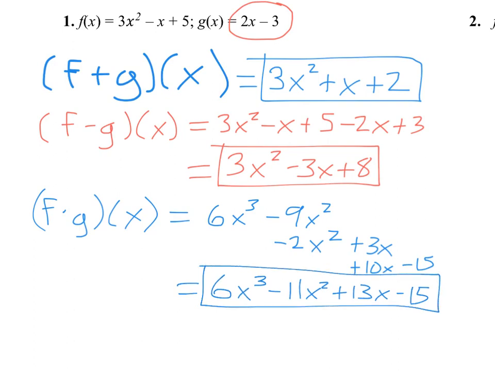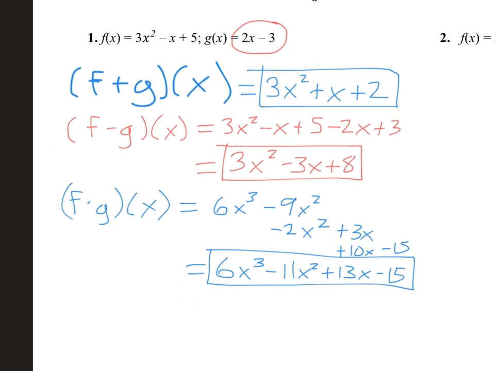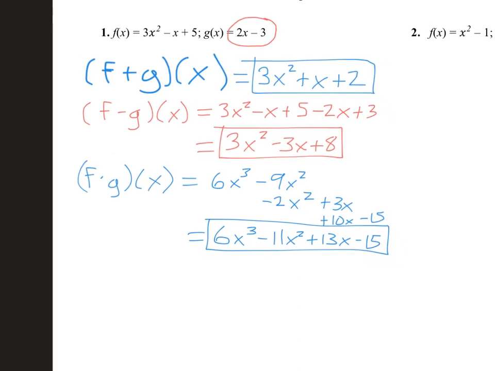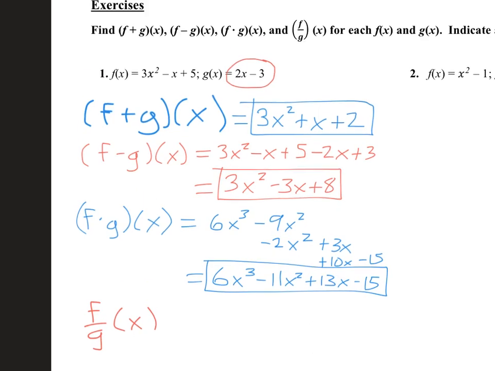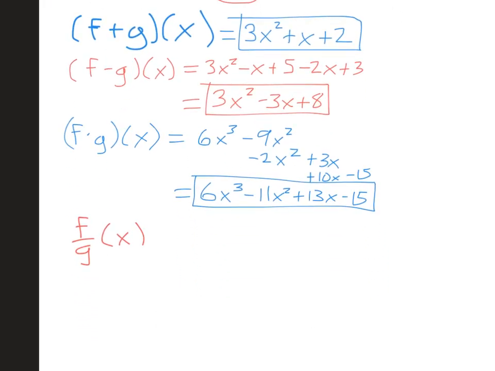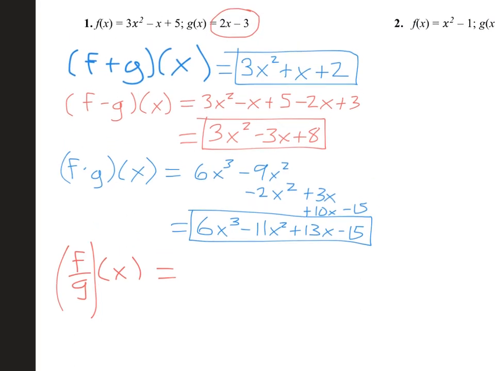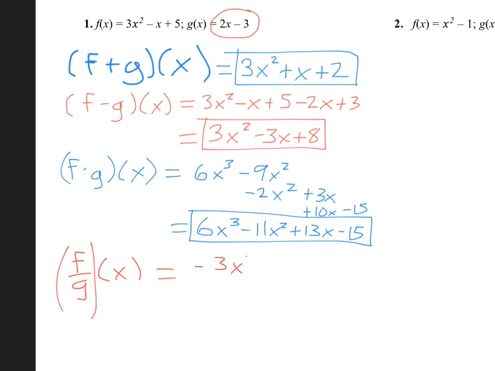All right, division is one of the easier ones because you don't actually have to do long division or synthetic division. You could just write it as a fraction. So if I find f over g of x, I just write f on top of g of x. So that would be negative 3x squared minus x plus 5, and then on top of 2x minus 3.